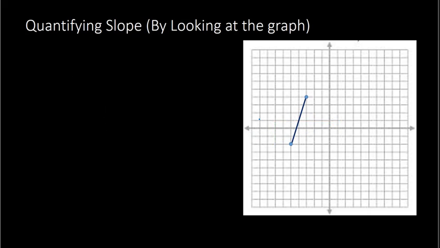Here's another example. Again, slope is rise over run. Notice that it's going up 6 and then over 2. So the rise is 6, the run is 2. So my slope is going to be 6 over 2, which can reduce to give me 3.